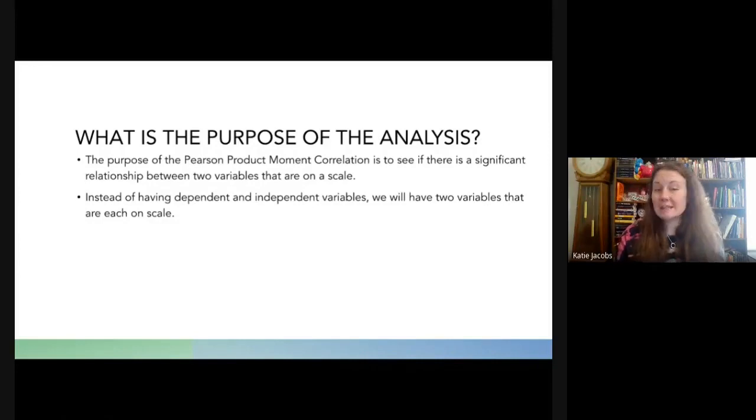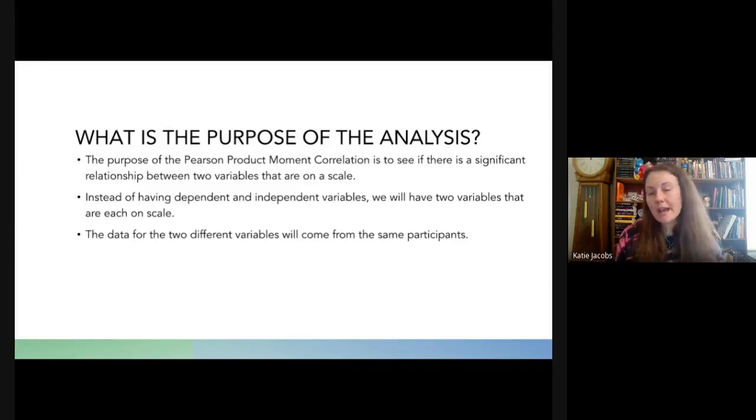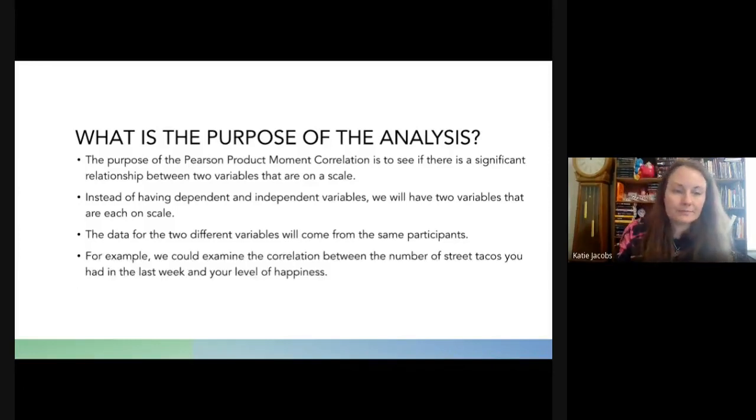Again, instead of having dependent and independent variables, with the Pearson product moment correlation we have at least two variables that are on a scale. They are not independent or dependent variables. They're just plain variables out there. The data for the two different variables will come from the same participants. So if we wanted to see if there's a relationship between the number of tattoos somebody has and the number of times they've been arrested, we'd literally ask each of our participants, how many times have you been arrested? And how many tattoos do you have? And then we take that data to see if there's a relationship between the two.